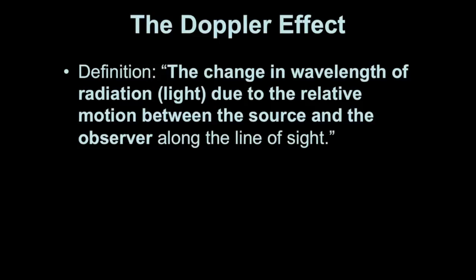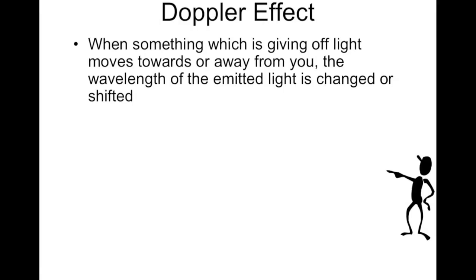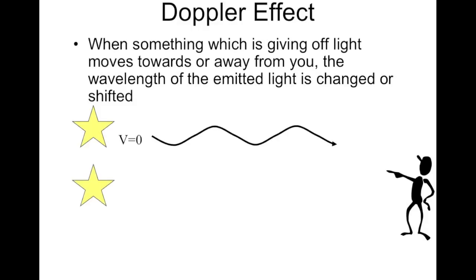So remember that the Doppler effect is this change in the wavelength due to the relative motion between the source and the observer. And so if something's giving off light and it's moving towards or away from you, then you'll experience a Doppler shift. So here's a star, it's giving off light, it's not moving with respect to the observer. And so the wavelengths it gives off will be the same detected by the observer as they are emitted by the source.